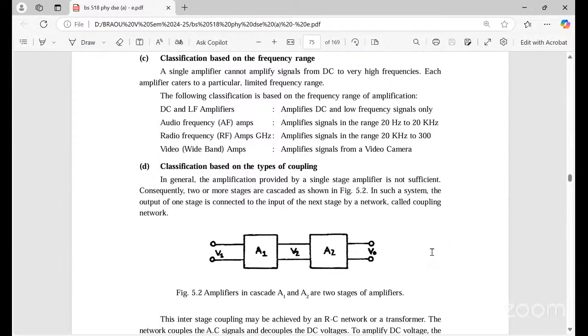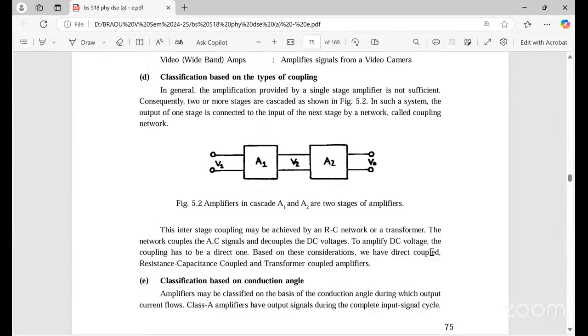Next is the classification based on the types of coupling one stage to another. The amplification provided by a single stage amplifier is not sufficient.